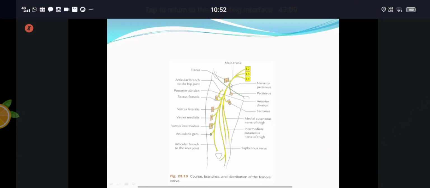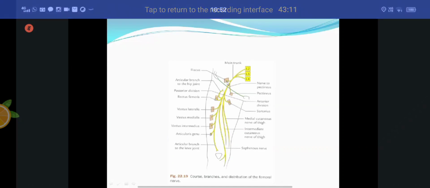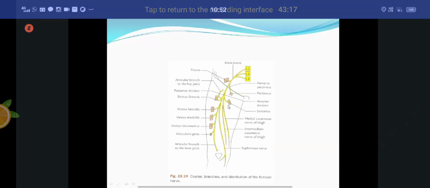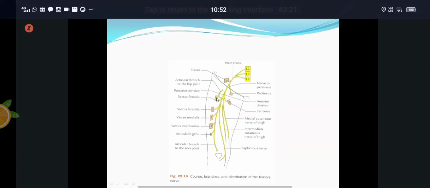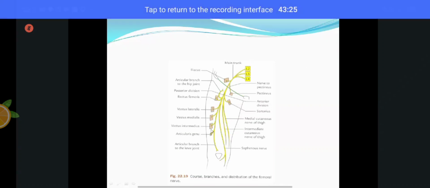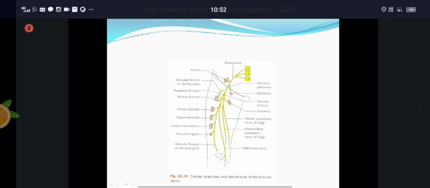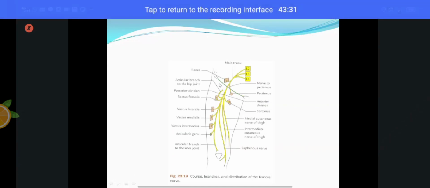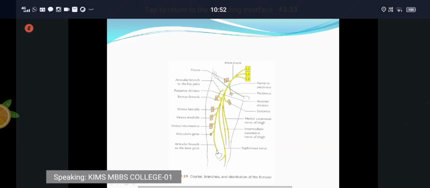And what are the muscles? From the trunk, it is giving two muscles, the iliacus and the pectineus. From the anterior division, it is supplying the sartorius. From the posterior division, the quadriceps muscles: the vastus lateralis, vastus intermedius, vastus medialis, articularis genu, and the rectus femoris. And what are the joints supplied by the femoral nerve? The hip joint and the knee joint, right?